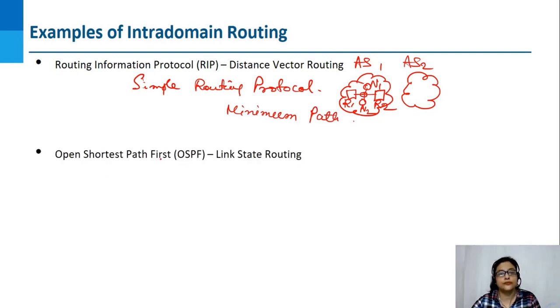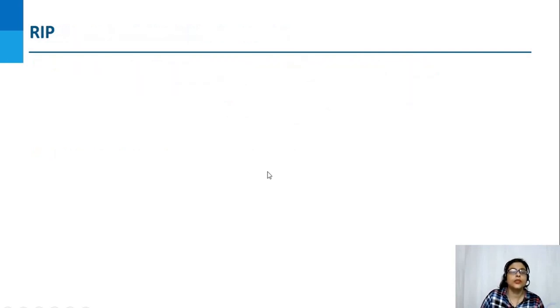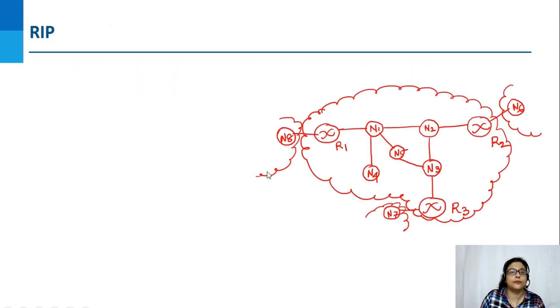Open shortest path first or OSPF is another intra-domain routing protocol which is based on link state routing, which we have also learned in a previous video. This link state routing protocol basically depends on the knowledge of the links that the nodes have with respect to all other nodes to which these nodes are connected. Let us first concentrate on RIP.